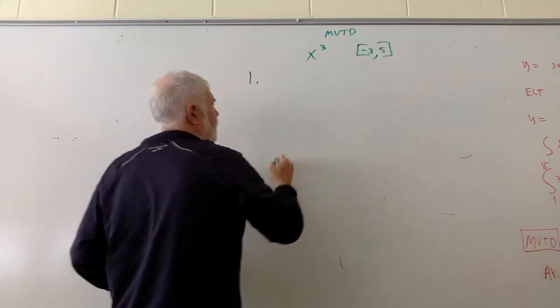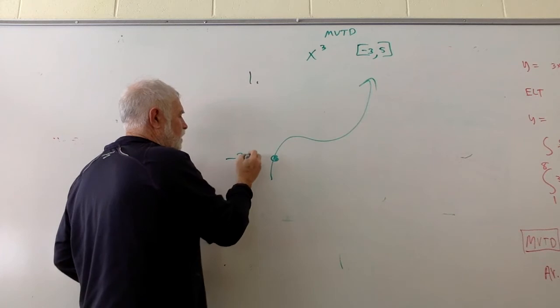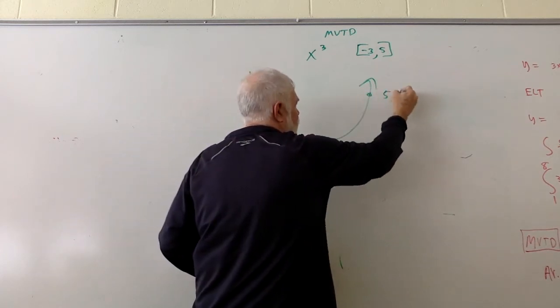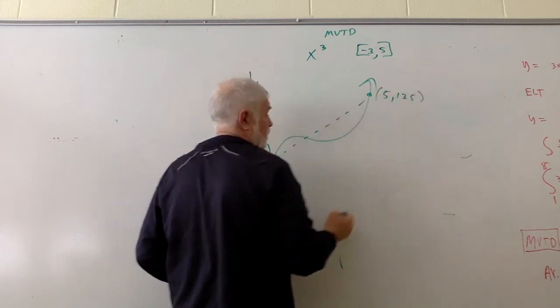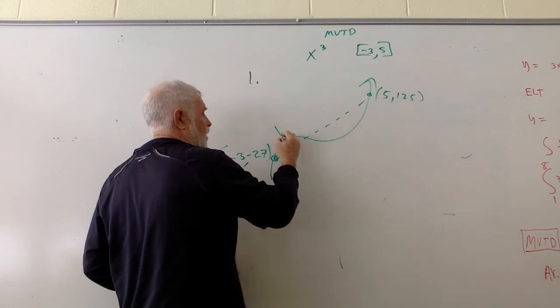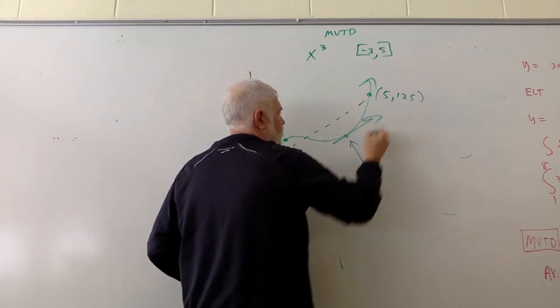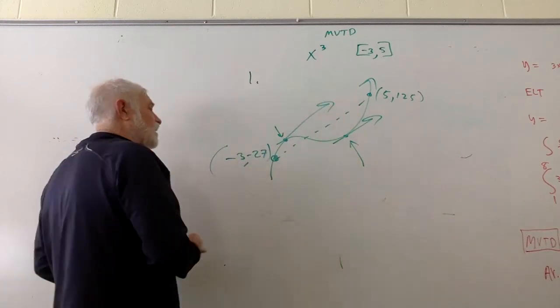So we've got something that looks like this. -3 gets us -27. 5 gets us 125. And we want to find, looks like there are 2 places. Looks like there's one there. It looks like there's one in here where you're going up at the same rate, right? Parallel rates. Okay, so that's what we're going to find.